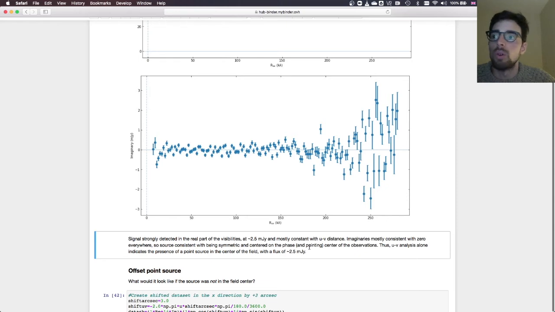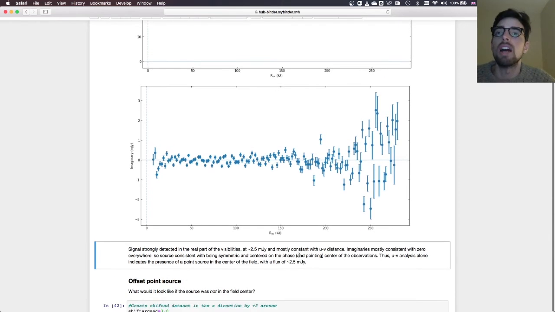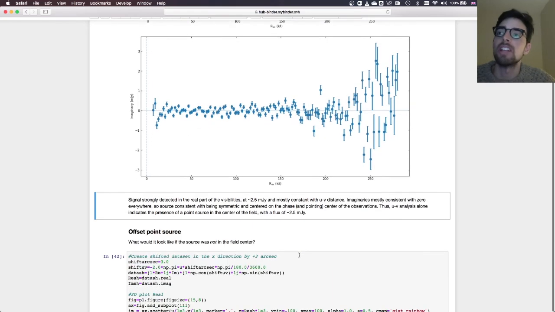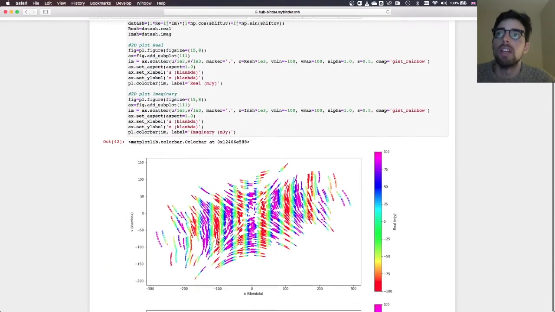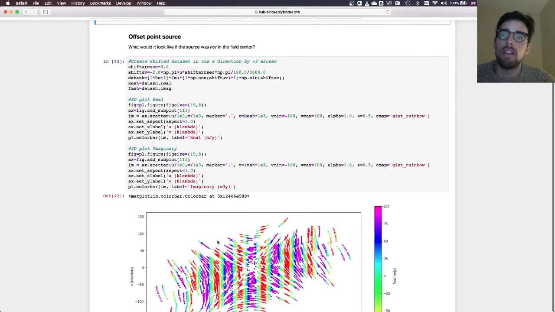Okay, so the UV analysis alone indicates the presence of a point source in the center of the field, if you didn't know before, with a flux of 100 millijansky, because I manually changed it to 100 millijansky. But what would it look like if the source was offset from the center of the field? Remember what we said before, that if a source is offset, so here I've manually offset the star from the center of the field of the observations.